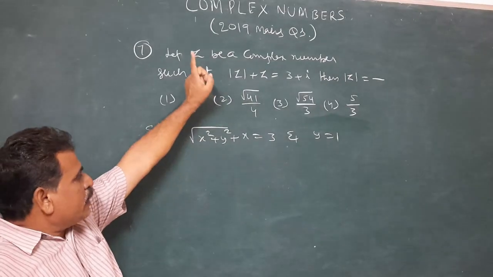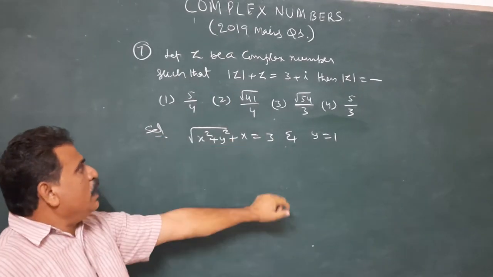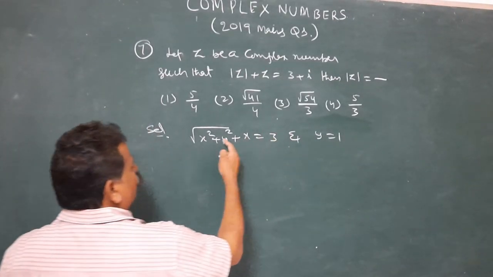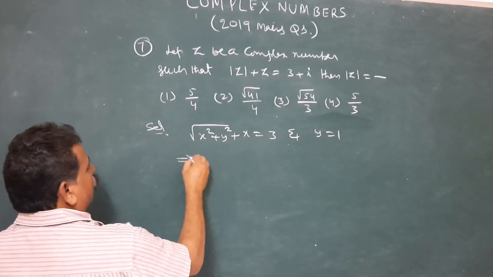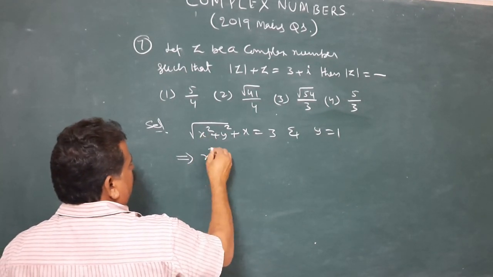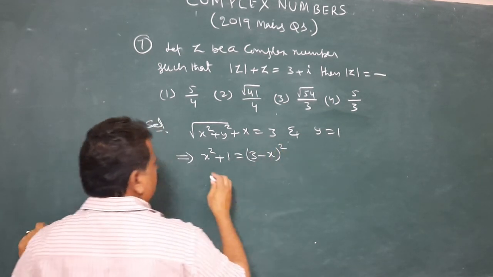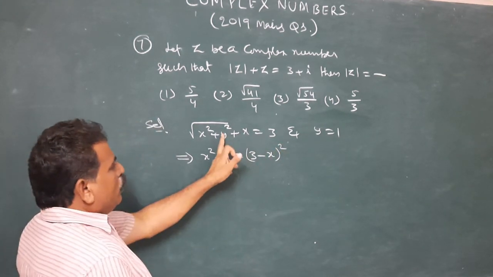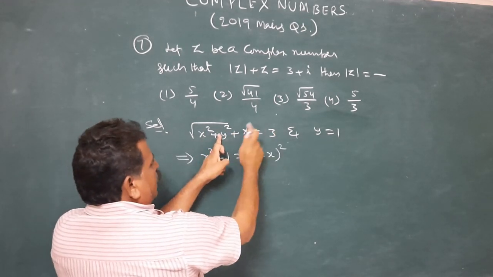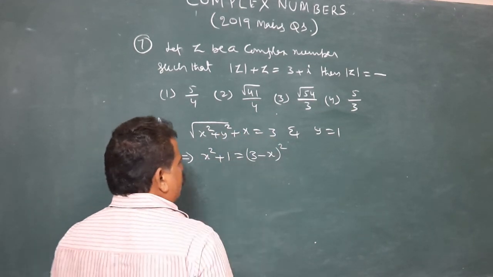Z is taken as x + iy. Keep that in your mind. Compare both sides, real and imaginary parts. Now here y equal to 1, you have to substitute. This implies root of x square plus 1 equal to 3 minus x. Squaring both sides, x square plus 1 equal to (3 minus x) whole square.